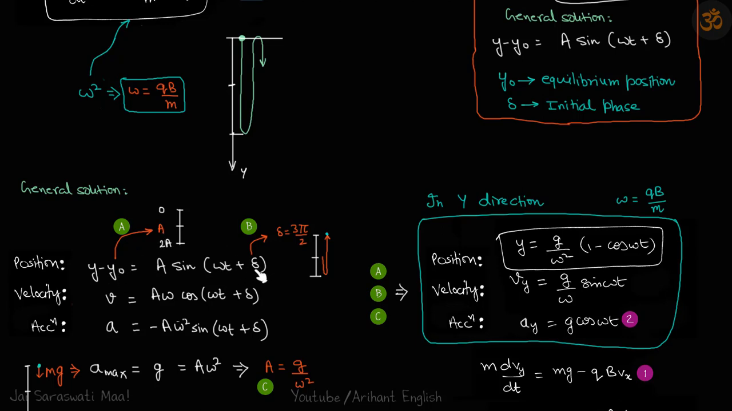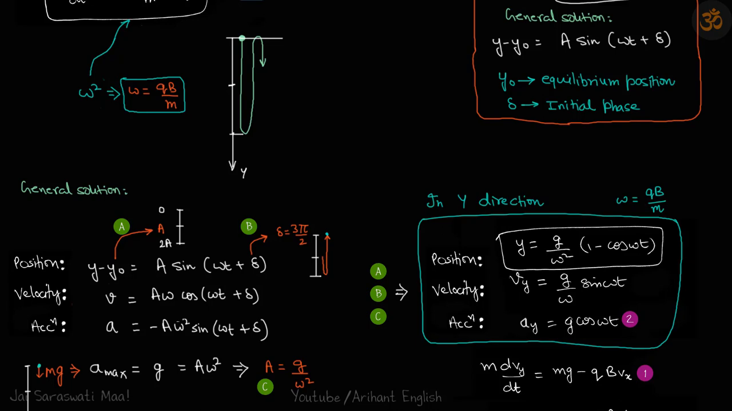Delta is initial phase. So when the particle is at the center, then the phase is 0. Then it moves in positive y direction and its phase becomes pi by 2, then pi, then 3 pi by 2. So at this position, phase is 3 pi by 2. So y naught is equal to A and delta is equal to 3 pi by 2.